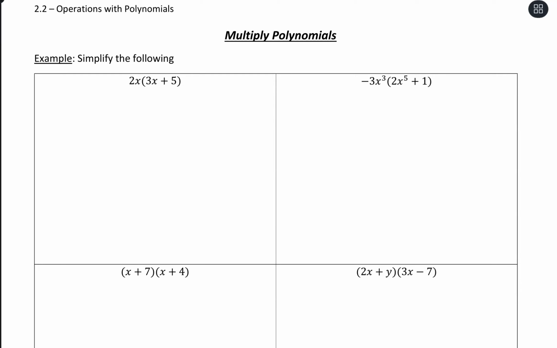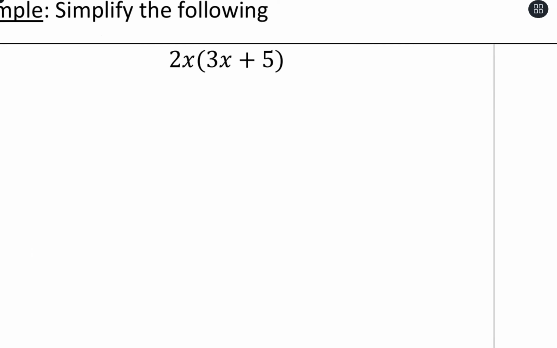Let's talk through how to multiply polynomials. What it will depend on in terms of our method is how many terms we're dealing with. So let's look at this first row where we have monomials multiplying with binomials. So a single term multiplying with a two-term expression. In this case, we have 2x times, and then in parentheses, 3x plus 5.